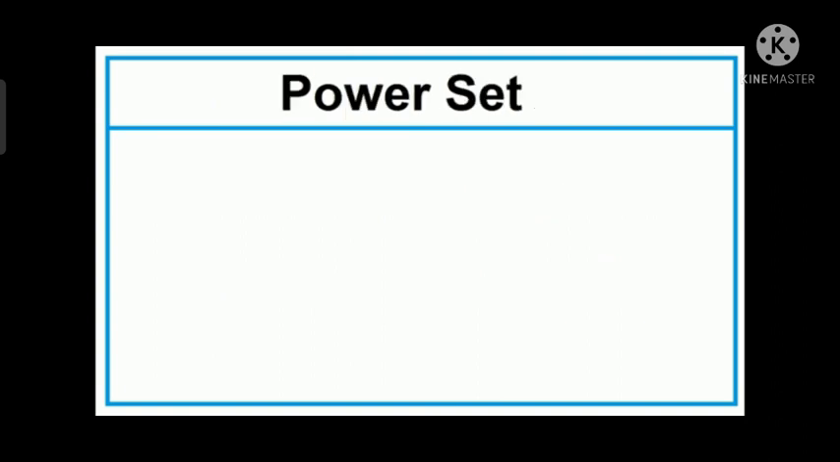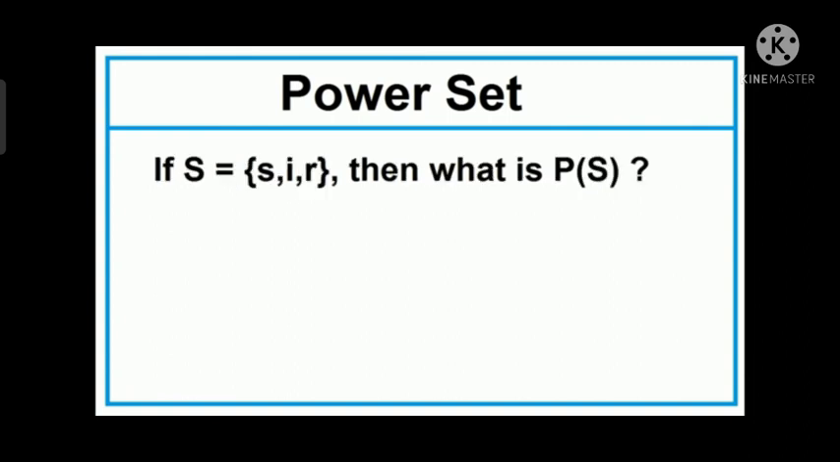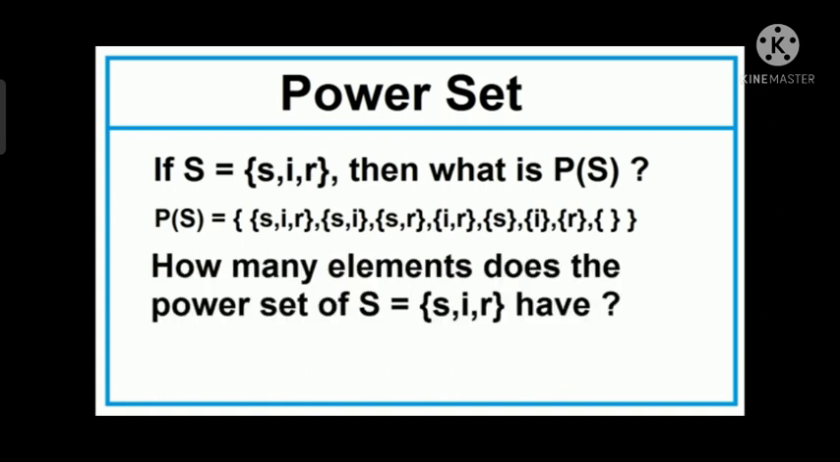Power set: the set of all the subsets of a set. What is the power set of set S? P of S contains all the subsets of set S. How many elements does the power set of set S have? Since a power set contains all the subsets of a given set, it follows the formula 2 to the power of n, where n is the number of elements. So the number of elements of P of S is 2 to the power of 3, which is equal to 8.